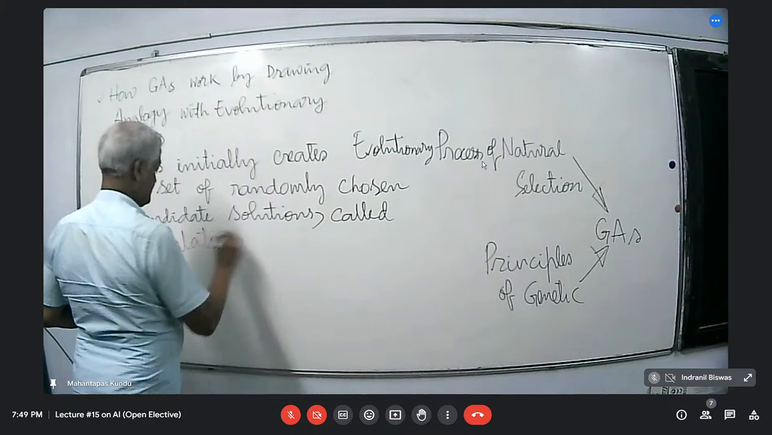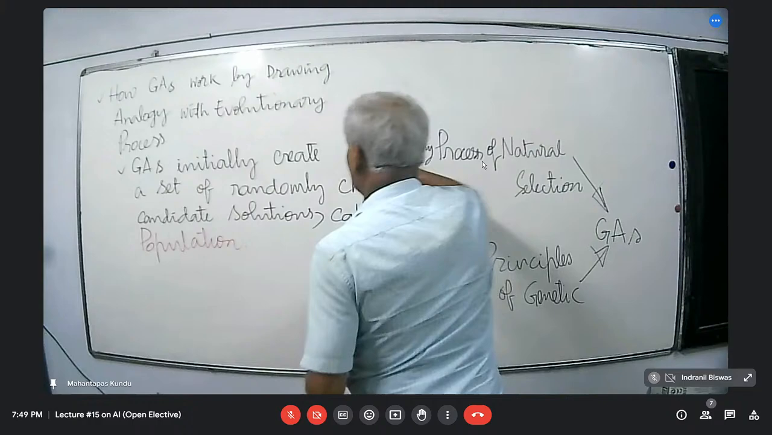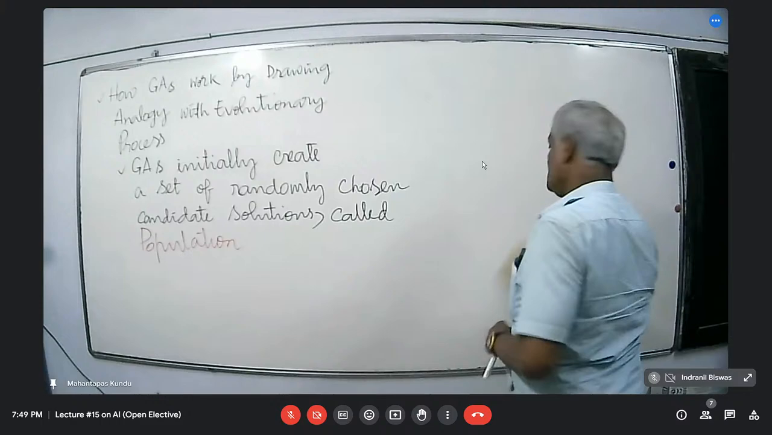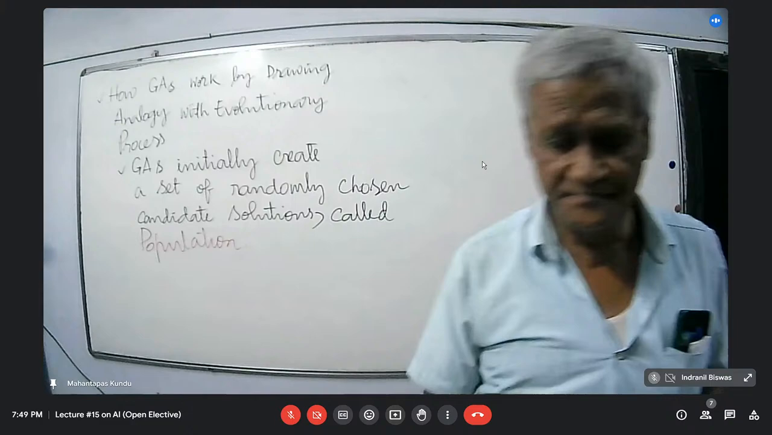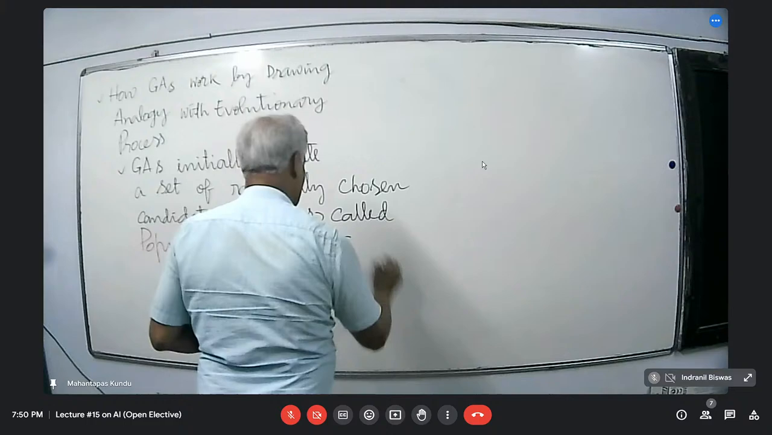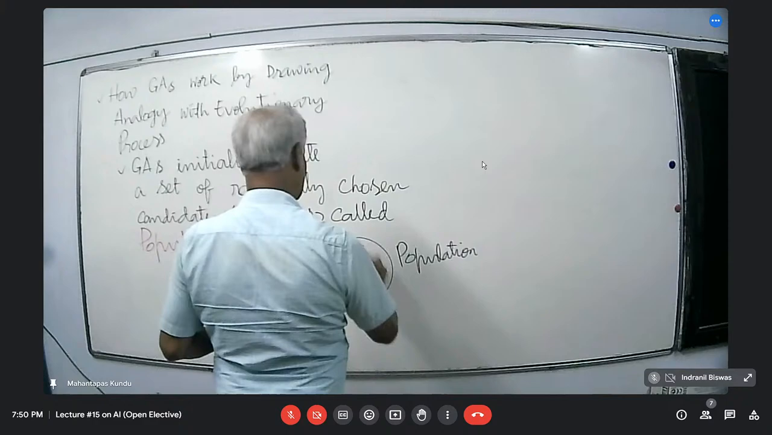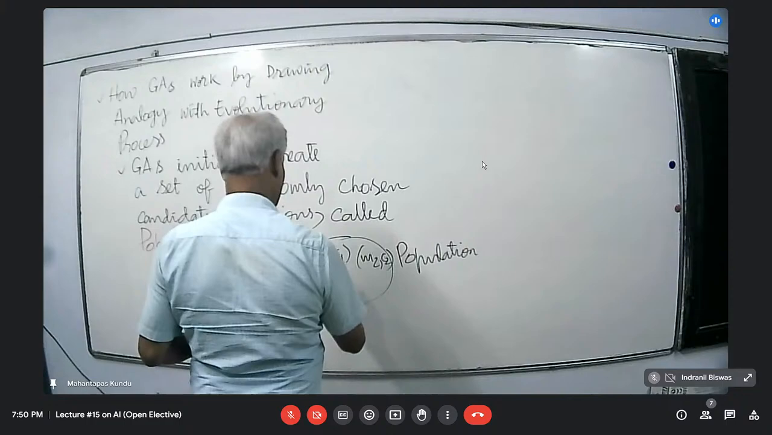So GA initially creates a set of randomly chosen candidate solutions called population. In case of least square approximation problem, what will be our population? It consists of pairs of M and C values, randomly chosen M and C values.